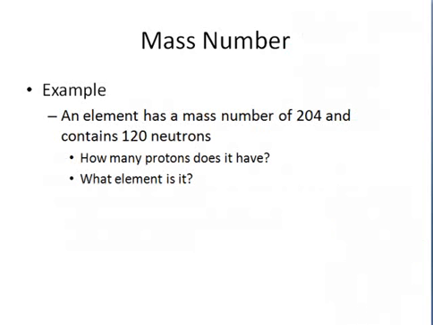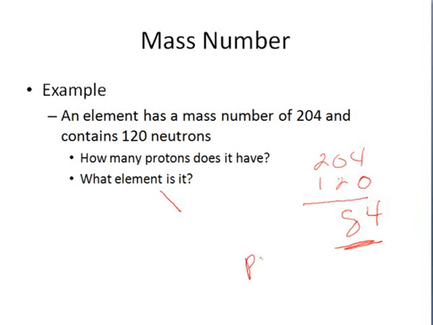Alright, let's take a look at another example. An element has a mass number of 204. It contains 120 neutrons. How many protons does it have? So the mass number is 204, and the neutrons is 120. The difference between those is going to be my number of protons, which will be 84. And the question of what element it is, I look for an element on the periodic table that has an atomic number of 84, and that would be polonium.